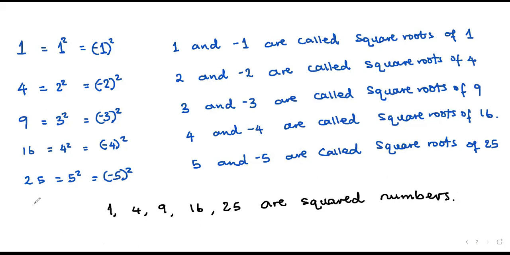36. 36, very good. Another one? 49. 49, very good. And how do you get 49? 7 times 7. And negative 7 times negative 7.